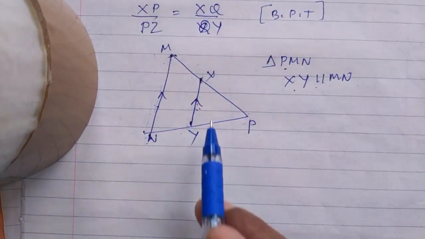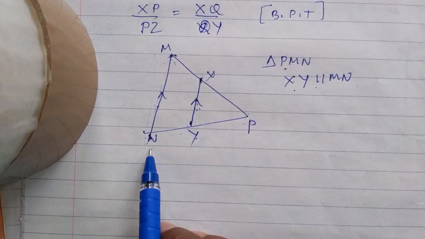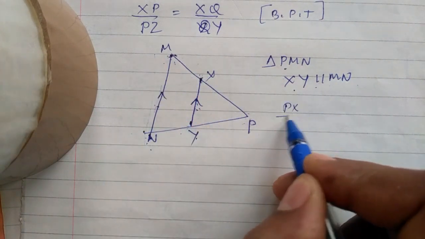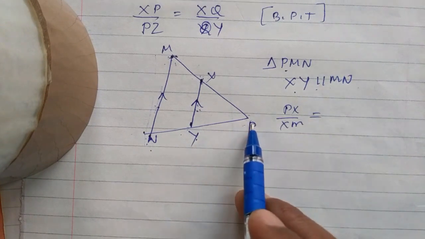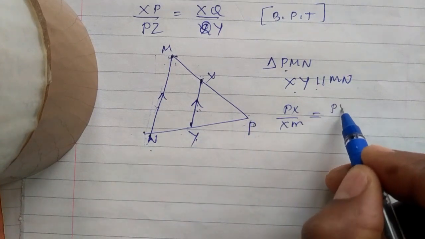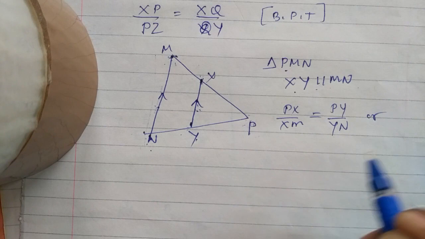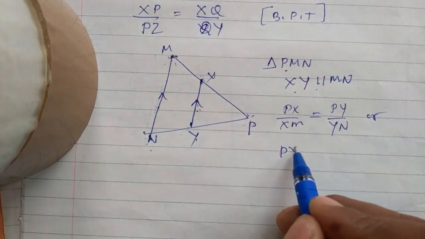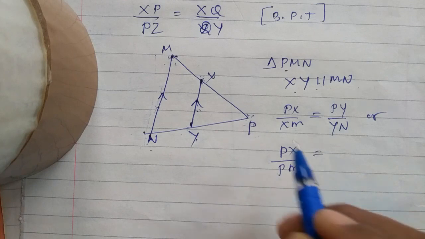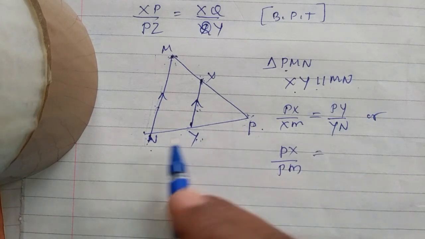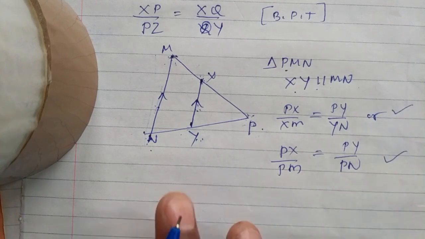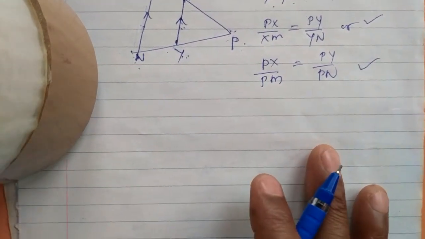So here XY is parallel to MN, therefore PX by XM is equal to PY by YN, or PX by PM, half by full, PY by PN. Any one of these two you can use to find the unknown.